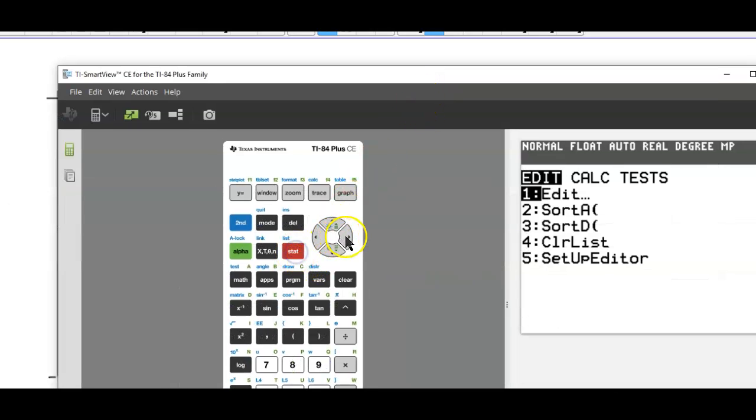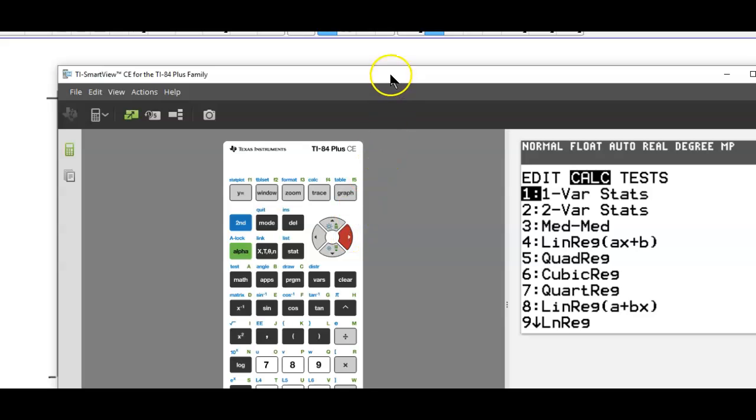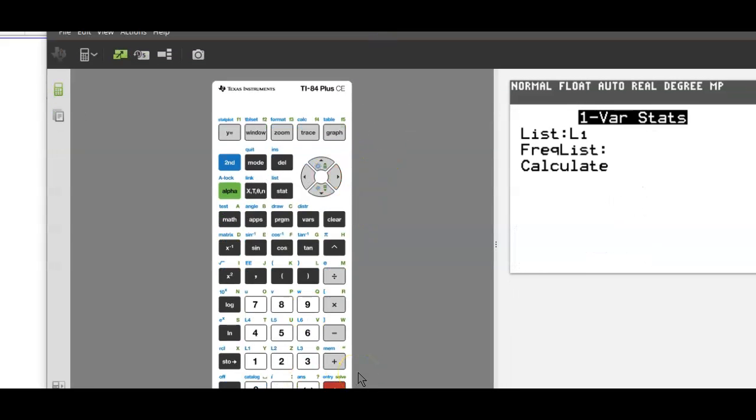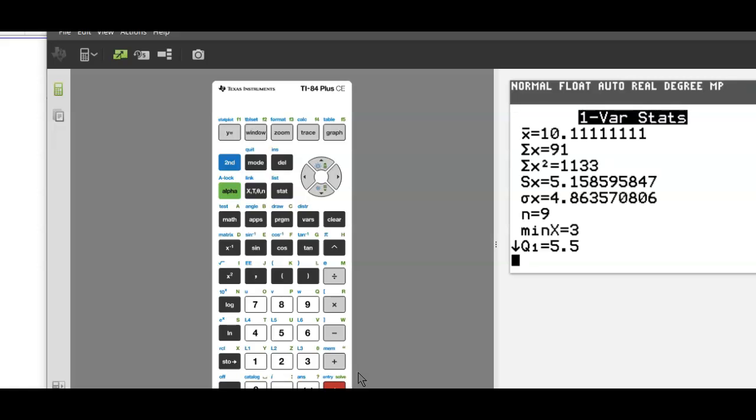So then I go stat, arrow to the right, enter, and I can just hit enter a couple more times because I don't have a frequency list. And then here the mean is 10.11, the total, and so on. But what it asks me to write down is the standard deviation, okay? These data points have a standard deviation of 4.86.